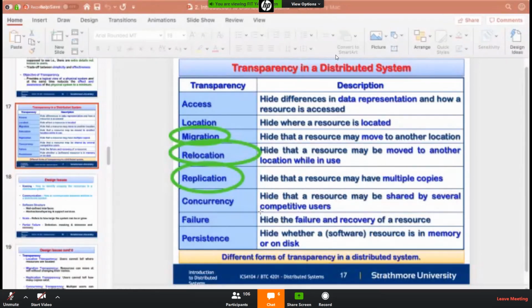The other one is concurrency, which hides that a resource may be shared by several competitive users. Let's use a database server as an example. You're doing your work somewhere, I'm doing my work somewhere. We are using the same server. So the only time it needs to ensure that there is synchronization is if we are accessing the same file. But if there are different files, there is no need to synchronize because they are independent. And then we have what we call failure transparency, failure and recovery of a resource.